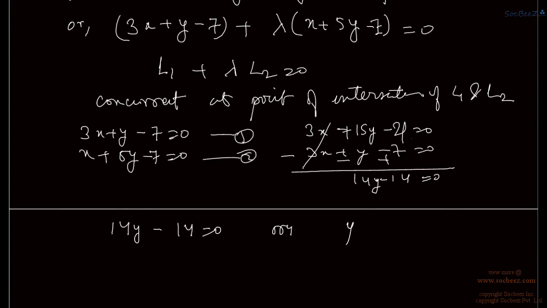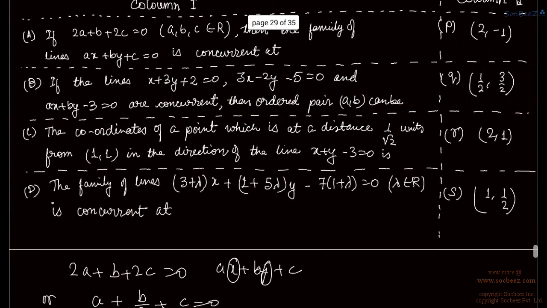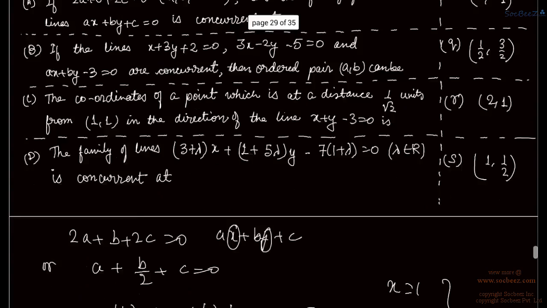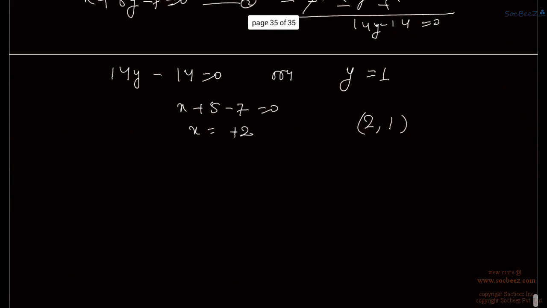That means y is equal to 1, and substituting y equal to 1 into the second equation, x plus 5 minus 7 equal to 0, so x is equal to 2. So we have (2, 1) as the point of intersection of lines L1 and L2. This family is concurrent at the point (2, 1). According to our options, (2, 1) is R, so D matches with R.